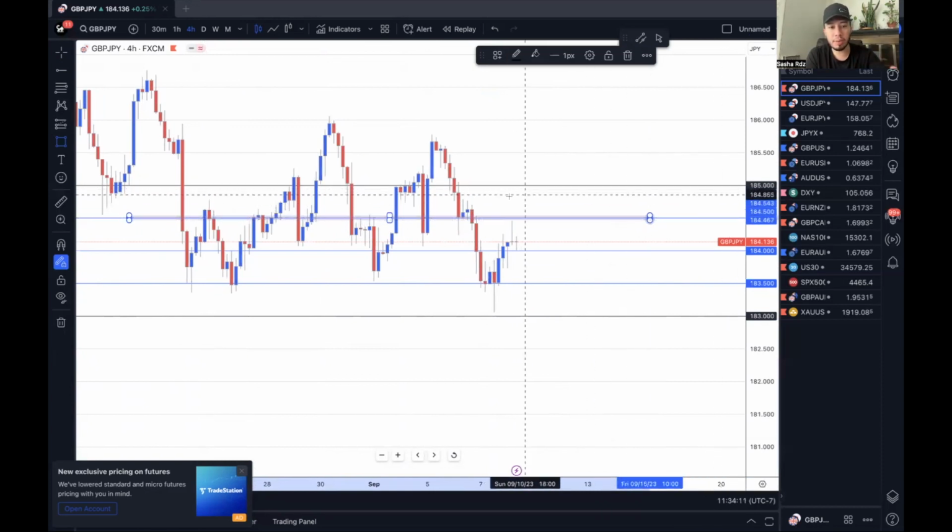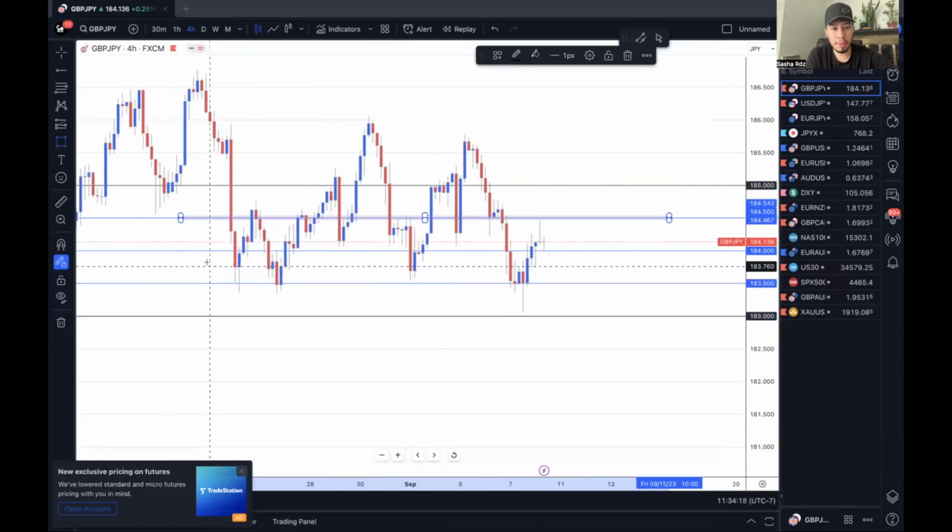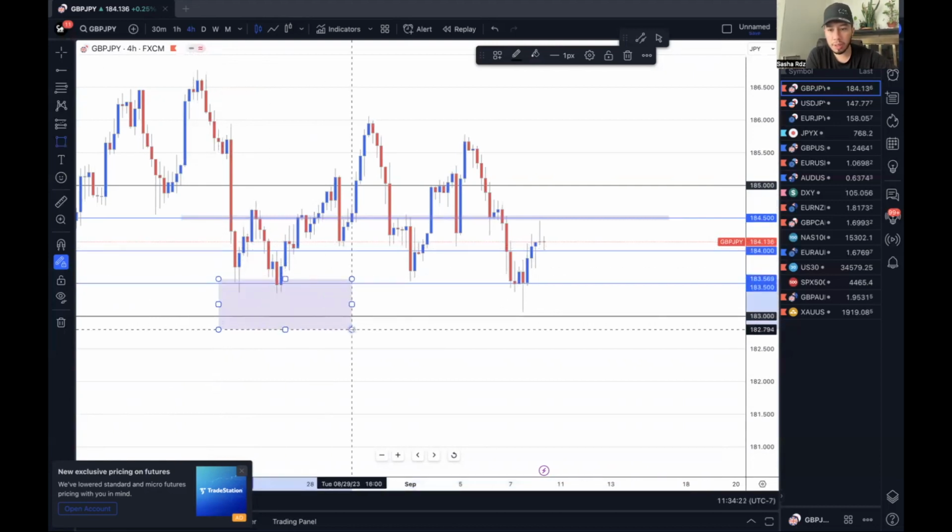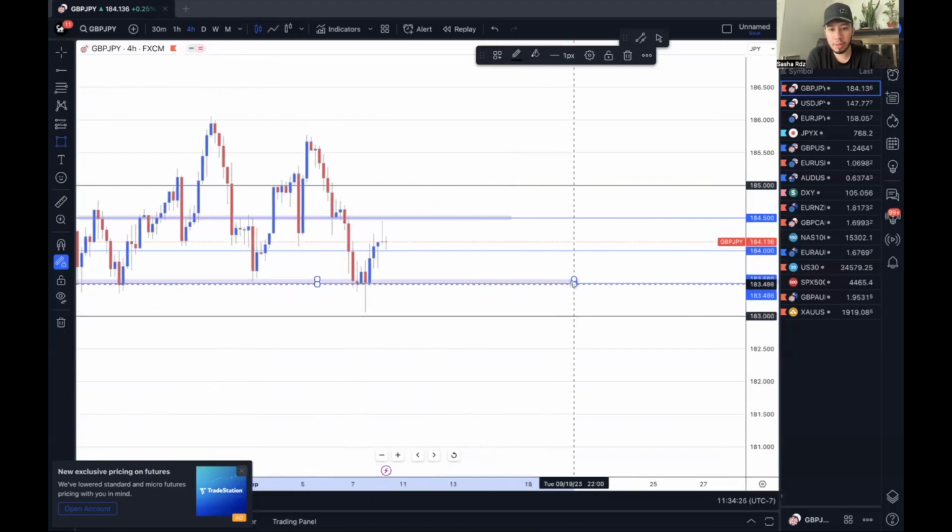And draw your rectangle a little bit above and a little bit below. So basically you want the line to be in the middle. Okay. Do the same thing. I would do it right here. I don't want to try it too close. 183.50. Just draw it. Okay.